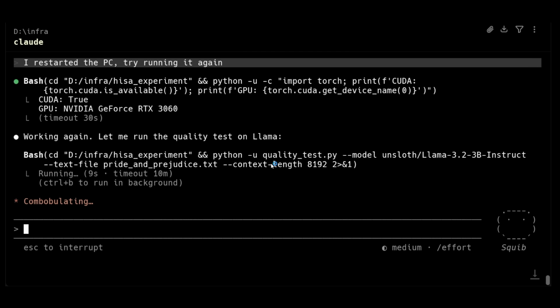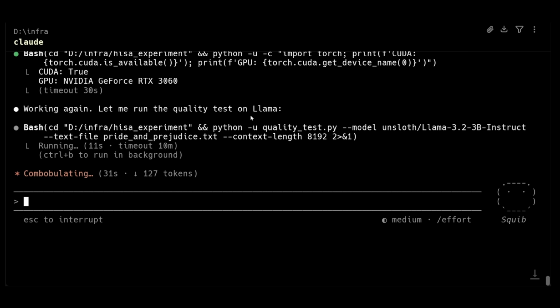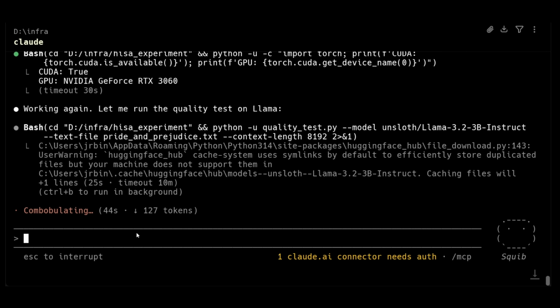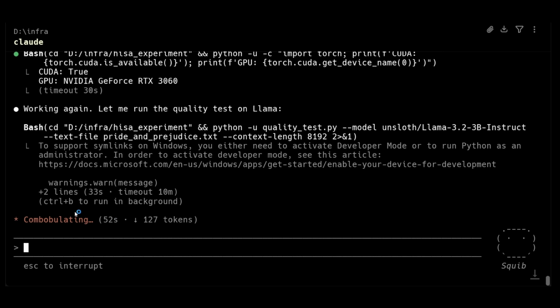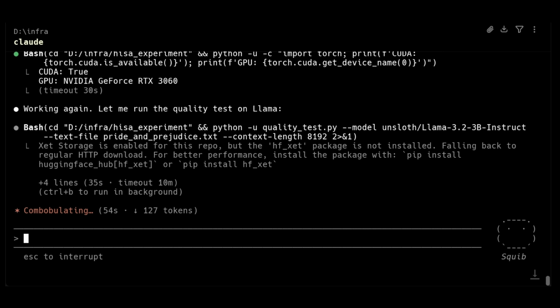Okay, so it's running the quality test on the Llama. Had some struggles here, but I think we're finally getting somewhere. So this is just to show that it wasn't just the Qwen results, to see how well it runs on a different type of model. Same attention method Llama and Qwen use, but obviously different models.